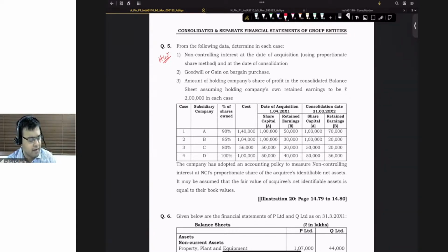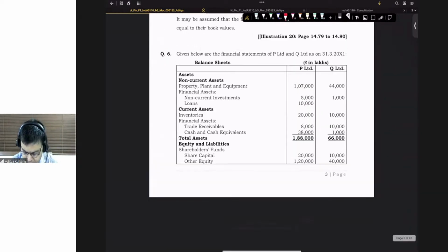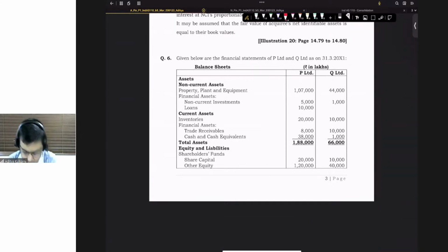Okay. So with that background, let us come to actually solving one full-fledged question just for our understanding of the process that is involved. Okay, so we start to solve question number 6. Given below are the financial statements of P Limited and Q Limited as on 31st March 20X1. So as you are aware, the Schedule 3 Ind AS is in line with how the financial statements are presented outside India as well.